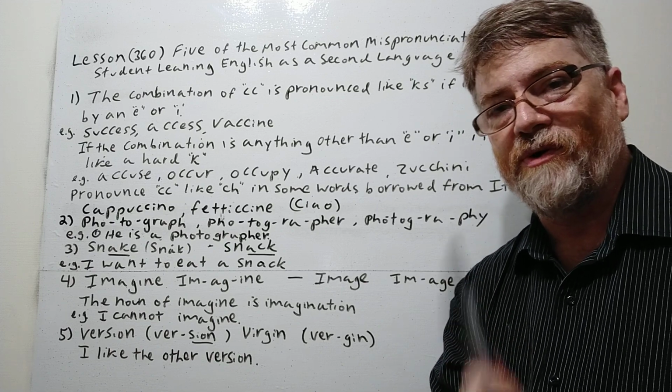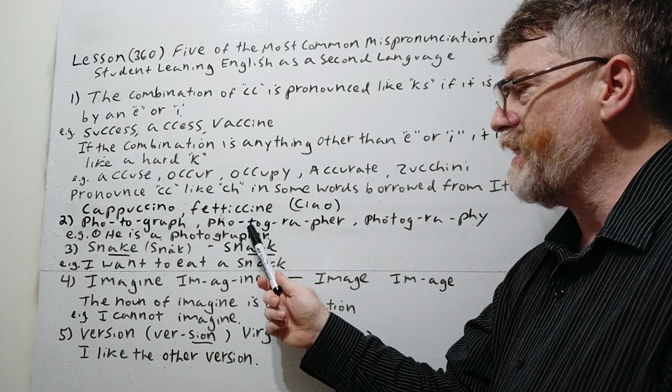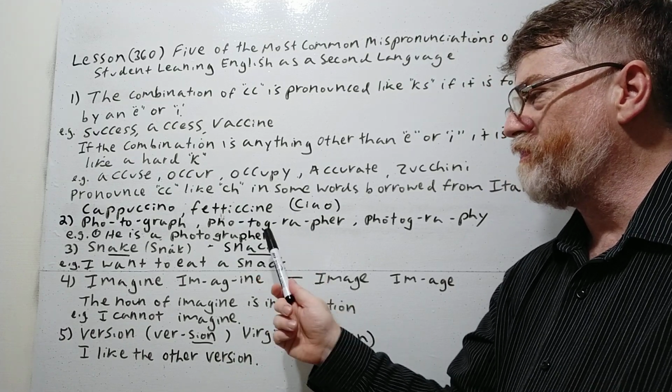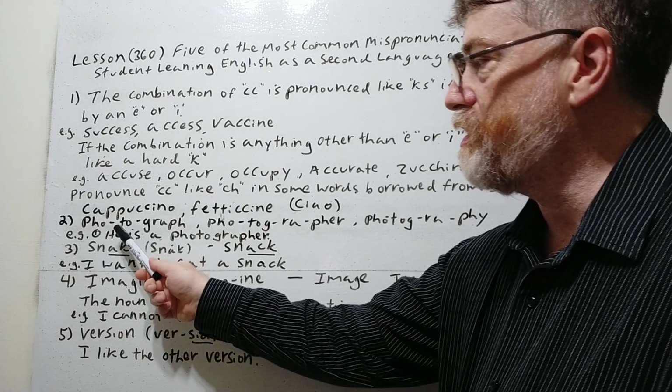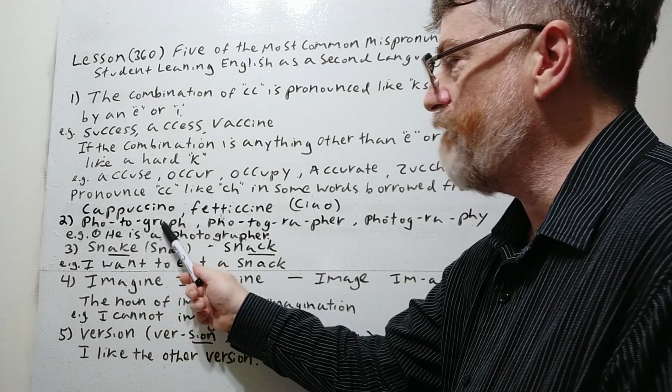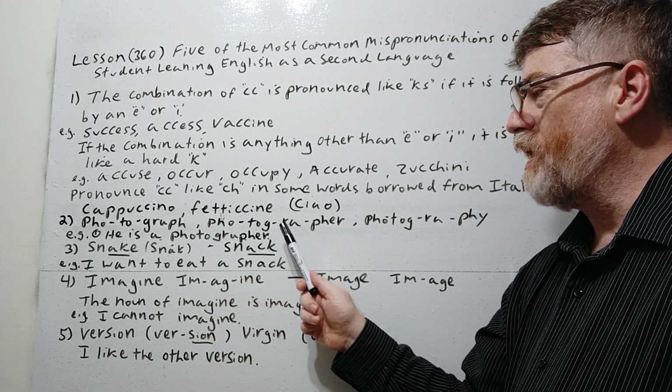It's not photographer, it's photographer. See, it's the second syllable stressed, but again, now when it becomes four syllables, the TOG sound goes together. So where before it was TO and the graph was all one syllable, now it's photographer.